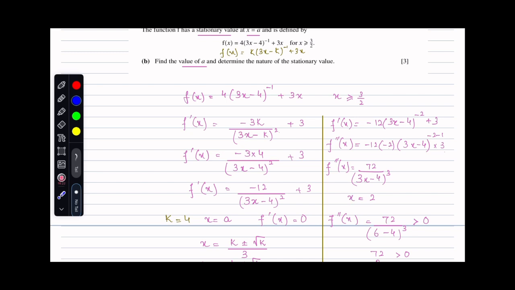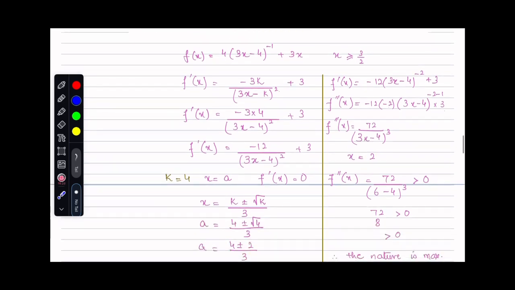When x is 2, I can substitute x as 2. 3 times 2 gives me 6. So 6 minus 4, to the power cube. So it's 72 divided by 6 minus 4, which is 2, and 2 cubed is 8. So it's 72 divided by 8, and that's 9, which is greater than 0.